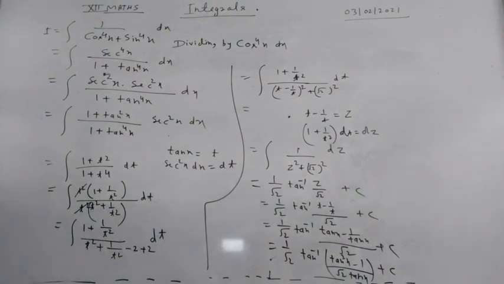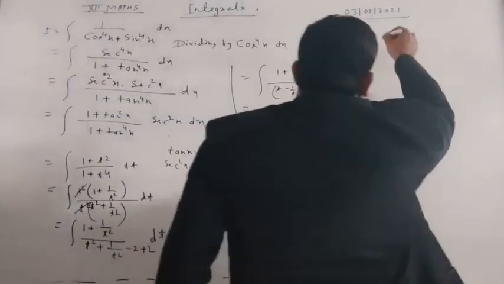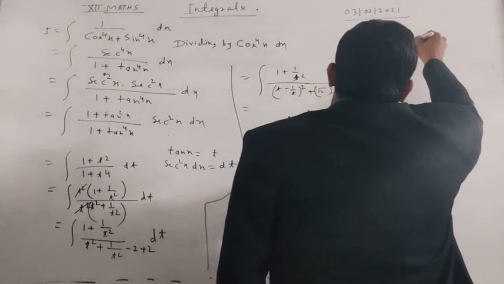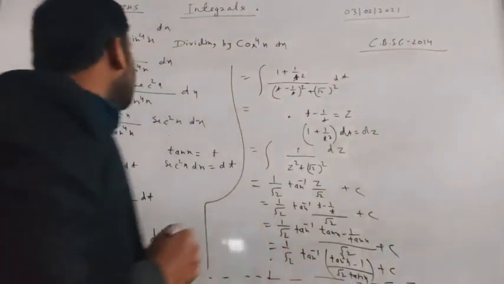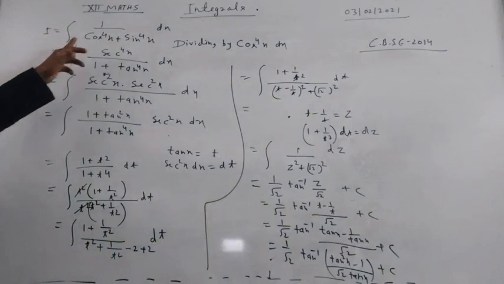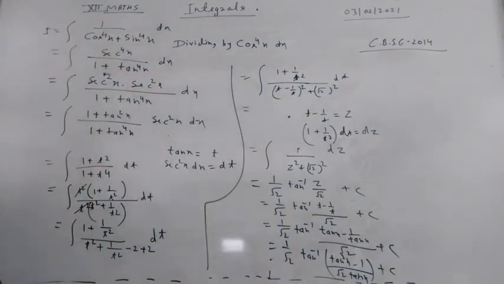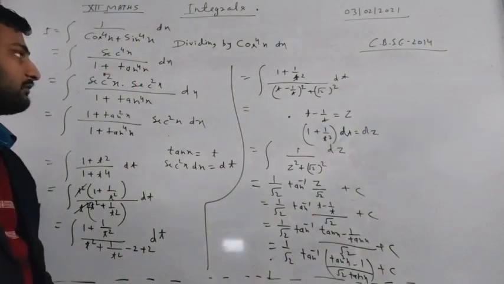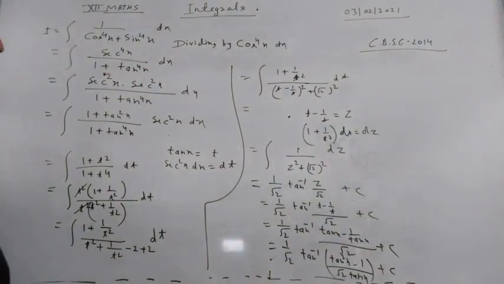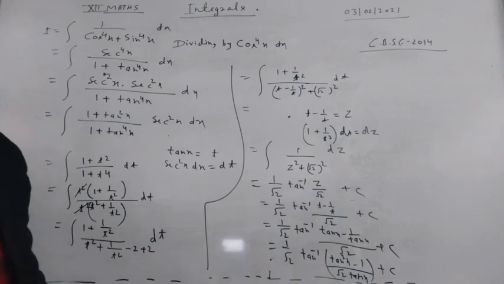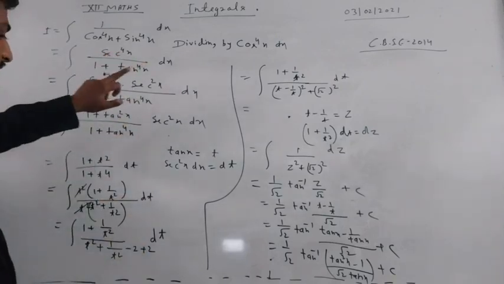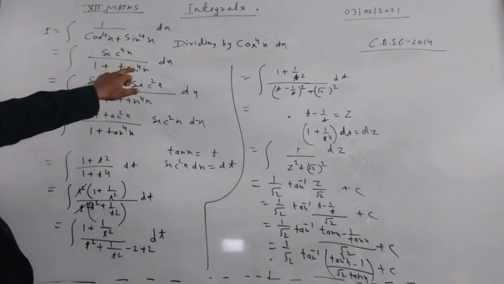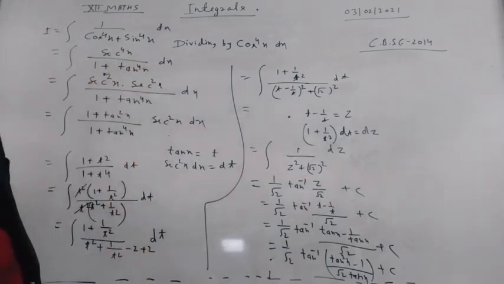Okay, now let's see once again, students. This is a very important question, and this question was asked in CBSE 2014. Okay students. So our question is, find the integral of 1 by cos to the power 4x plus sin to the power 4x dx. So first of all, students, we divide numerator and denominator by cos to the power 4x for changing it into sec and tan. So sec to the power 4x by 1 plus tan to the power 4x dx.